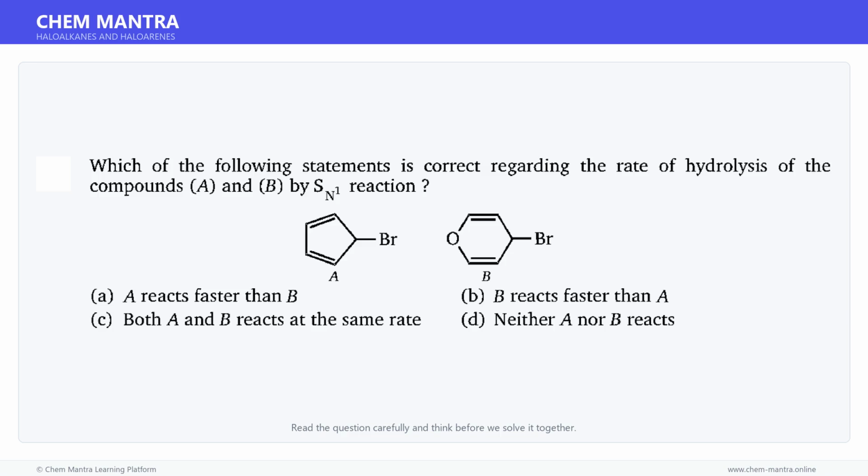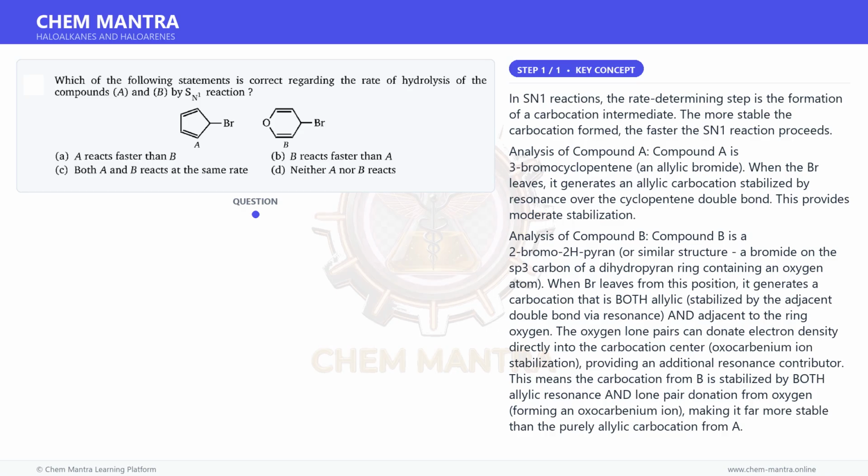Here is a question. Read it carefully and think about the answer. Let us solve it step by step. Let us first understand the key concept here. In SN1 reactions, the rate-determining step is the formation of a carbocation intermediate. The more stable the carbocation formed, the faster the SN1 reaction proceeds.